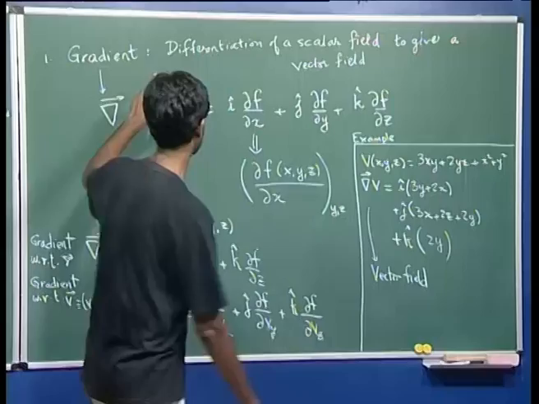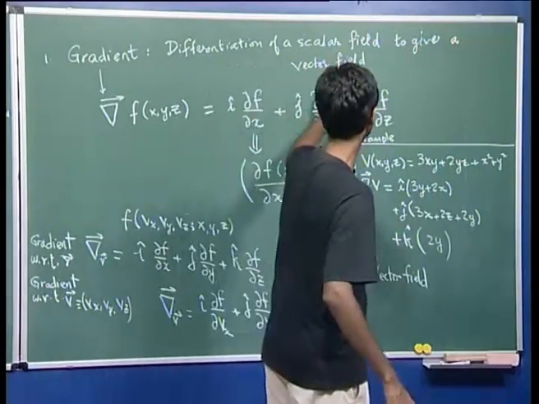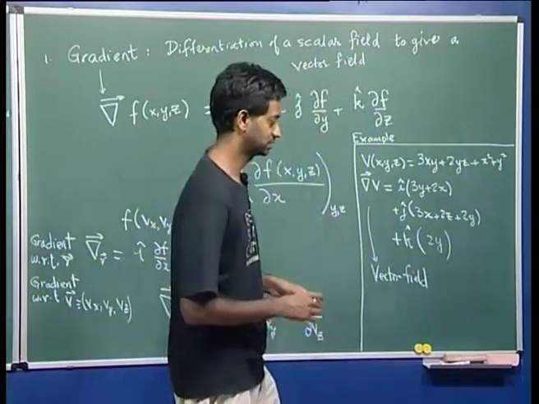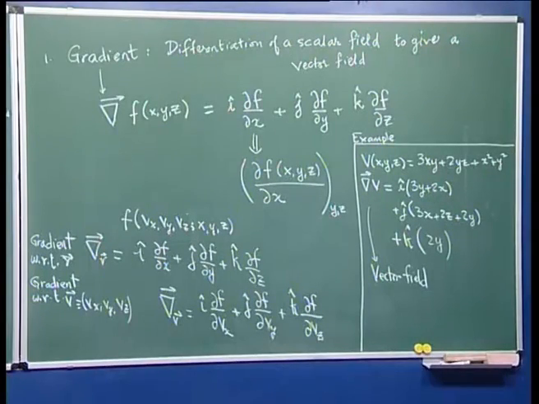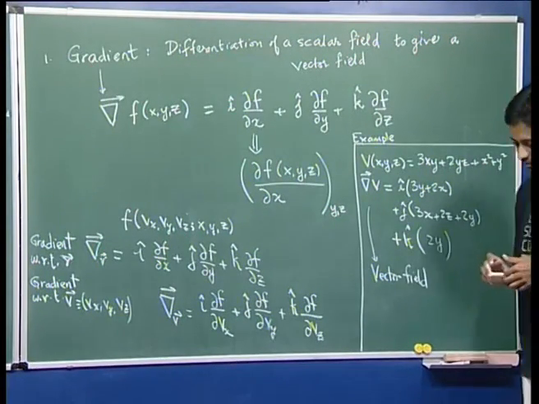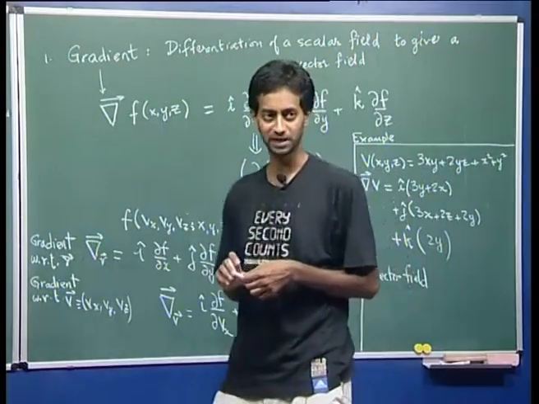And that is what we said. We differentiate a scalar field and we get a vector field. Okay, so that is what is meant. So this is the gradient operation. Now the gradient operation has a very important role in mechanics.